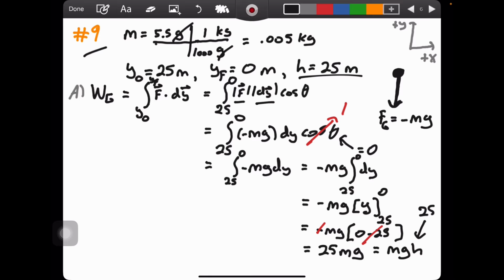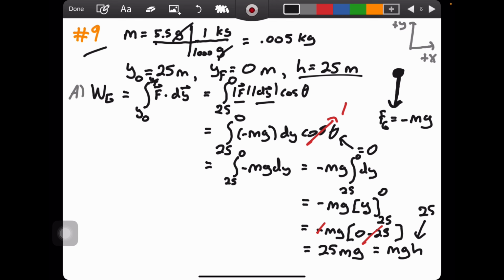Those of you that are learning about the work energy theorem, and more specifically about potential energy, and even more specifically about potential energy due to gravity, this mgh might look familiar to you, because that is what we describe as the gravitational potential energy. It's mg and some height above some reference point. We'll get to more of that a little bit later on.